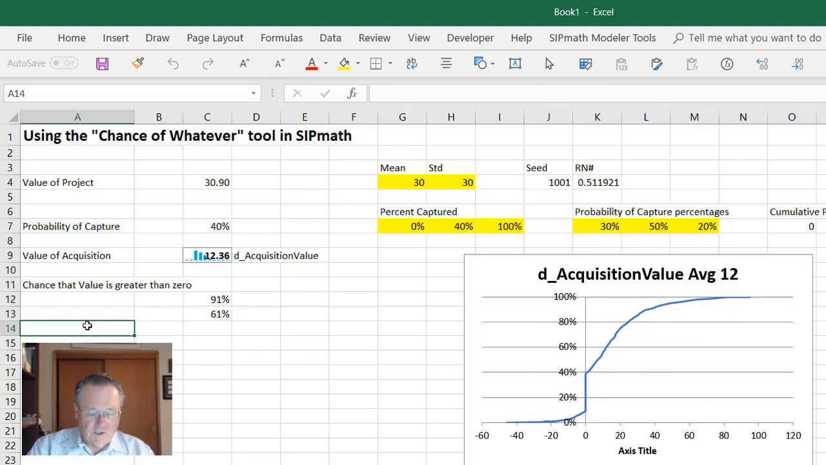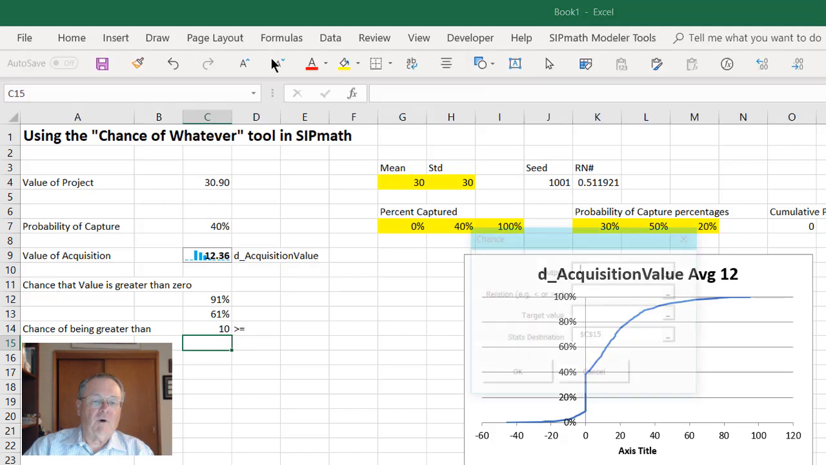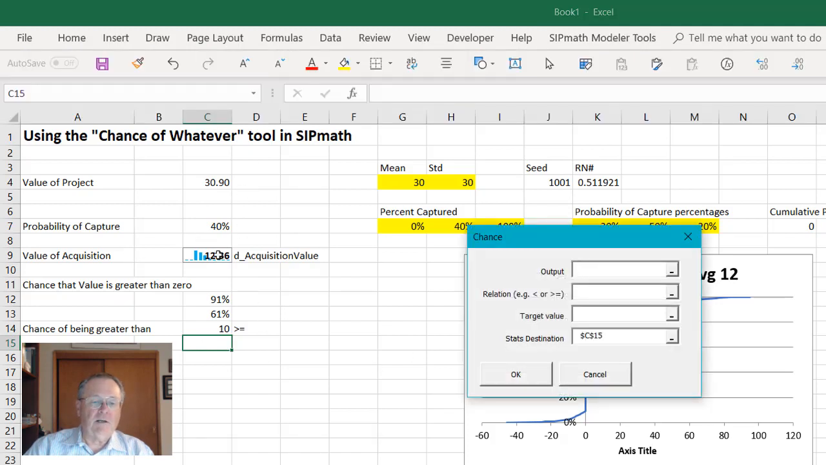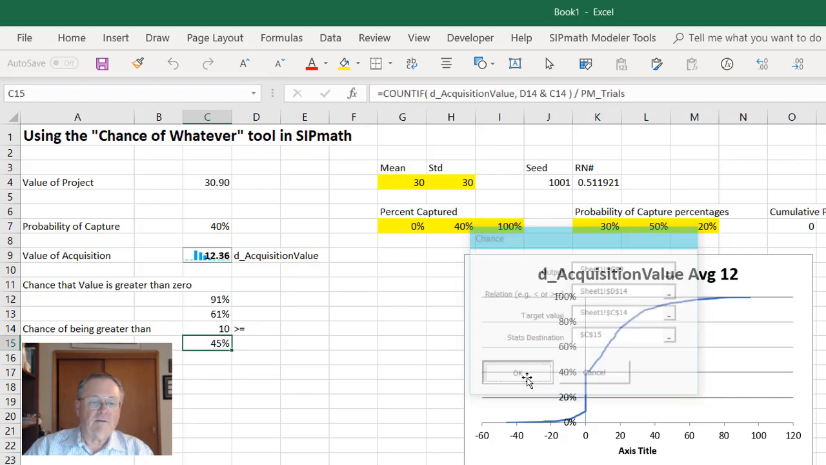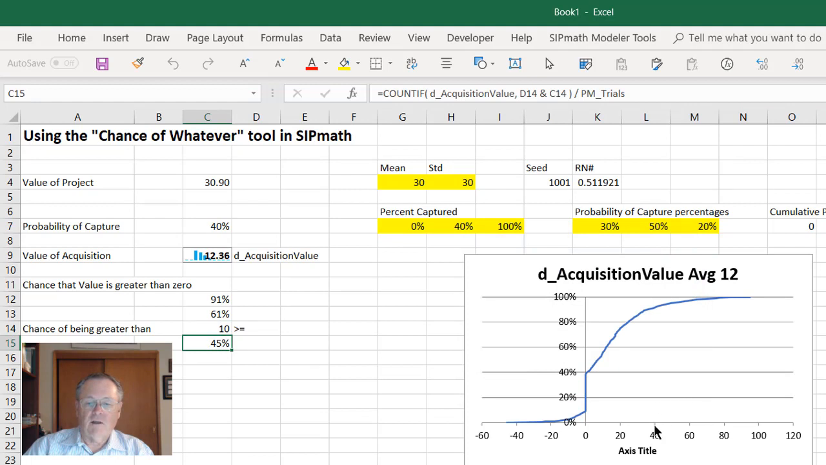However, what's the chance of being greater than, let's say, $10 million? In fact, I could even put a relationship here, and I could say greater than or equal to. So now down here, I can go to SIPmath, Chance of Whatever. My output variable is here. My relationship is here. Tab. My target value is here. And I say OK. So it's a 45% chance that I'm bigger than 10.